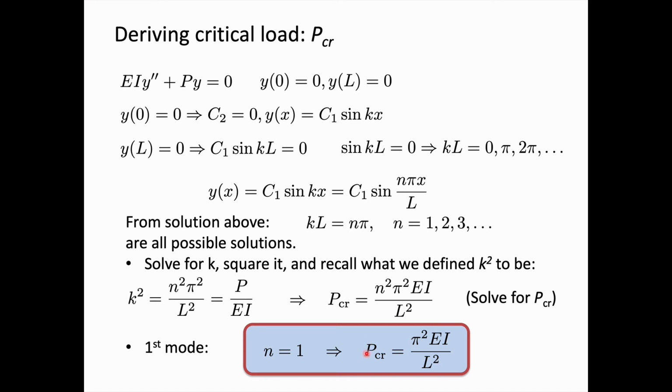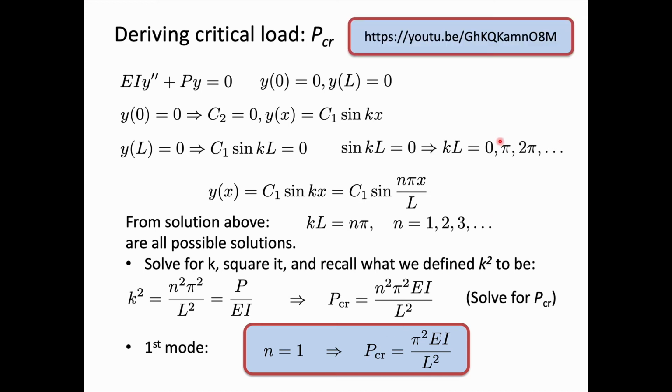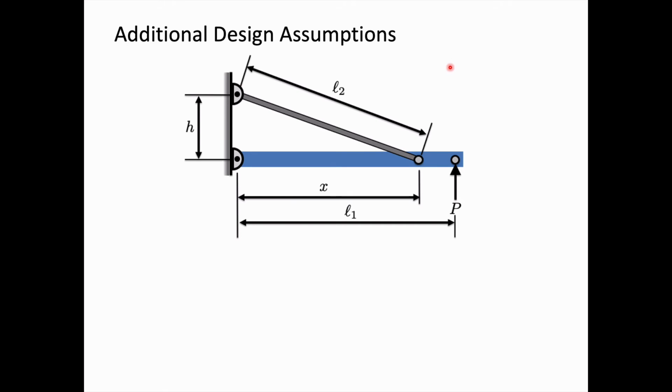So even though in the rod problem we're only making what look like small changes to the length of the rod, it's going to have a big impact on the critical load with respect to buckling. If you'd like to go through the buckling analysis in more detail, there's a YouTube video that goes through it at length. Let's talk about some of the additional design assumptions that we're making here.